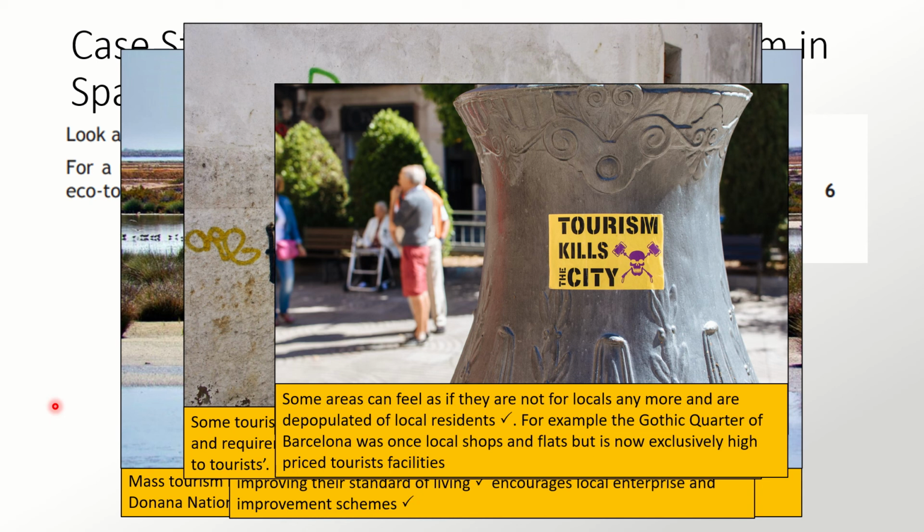Nonetheless, the point that we're making here is that some people feel that certain areas of the city are not even for the locals anymore. They're for the tourists, and that's obviously a shame for the people who are from Barcelona. And you can see this sticker. Those stickers are quite common around the city as people express their discontent with mass tourism.